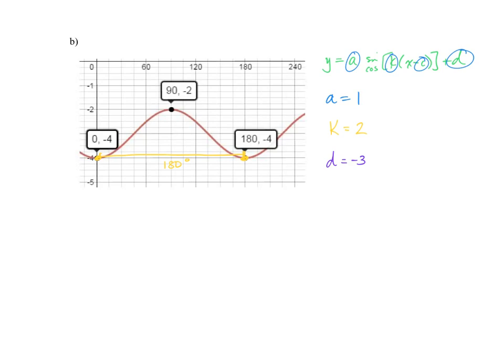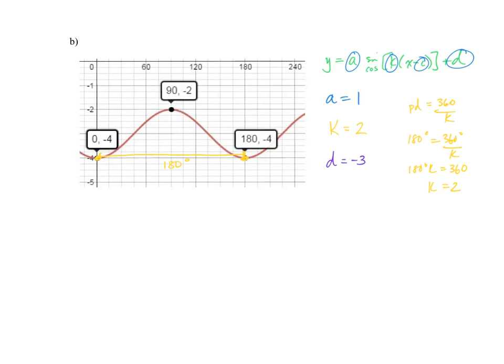Again, though, a lot of people are going to use that relationship and say that my period is 180, multiply out your k, divide out your 180, and algebraically solve for k. There's our 2, and we are good.